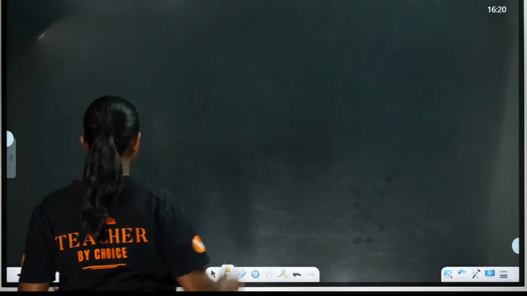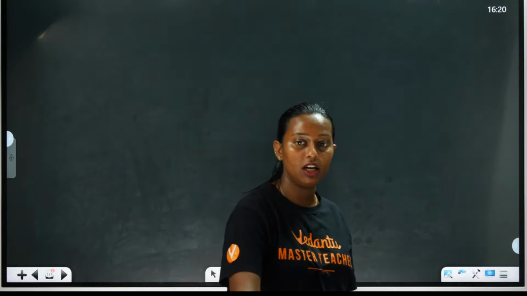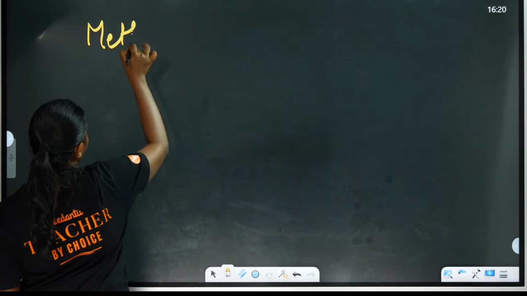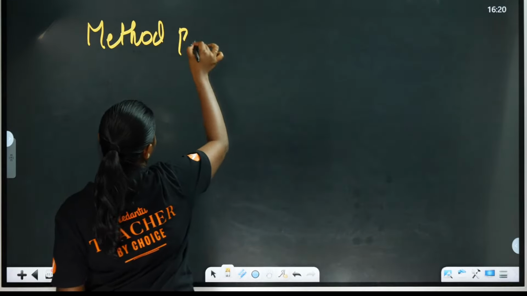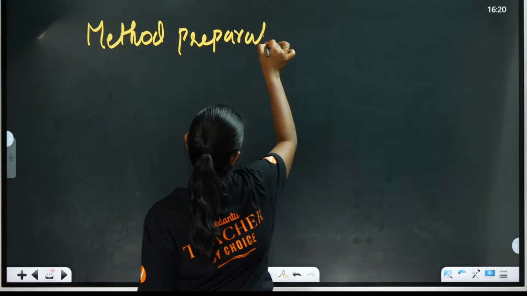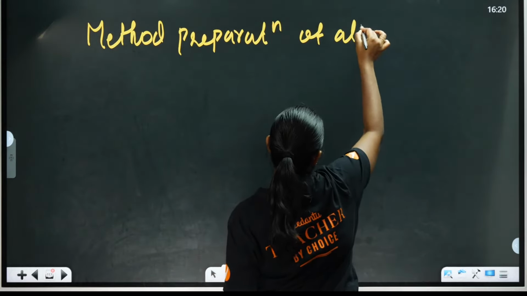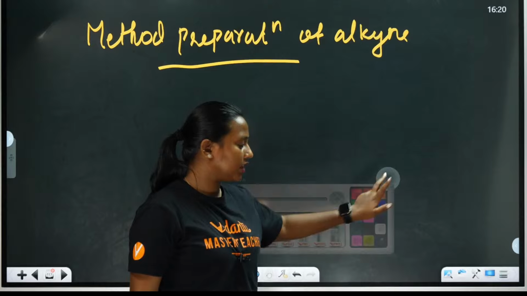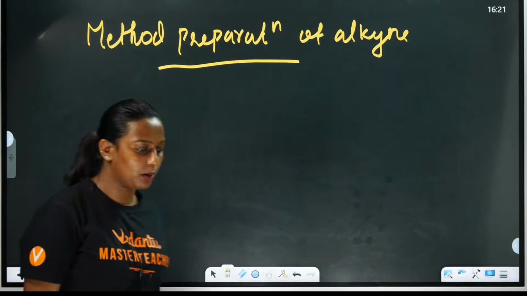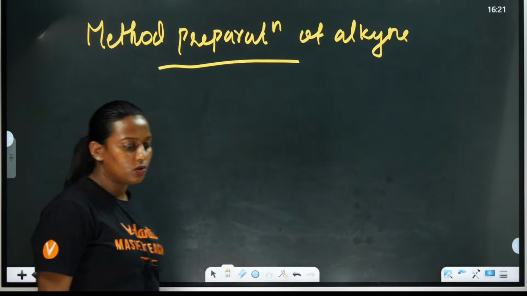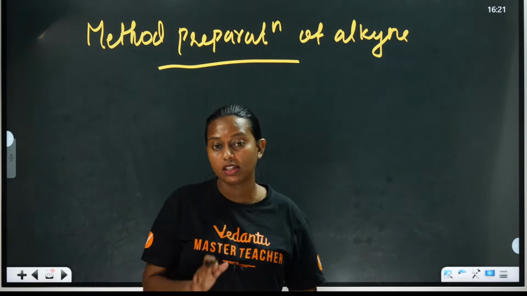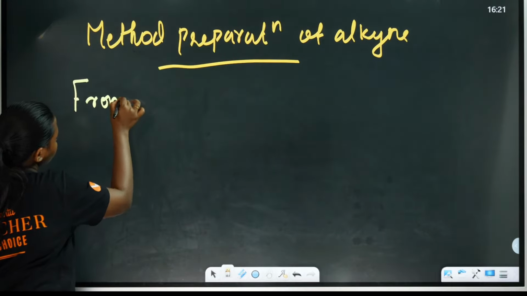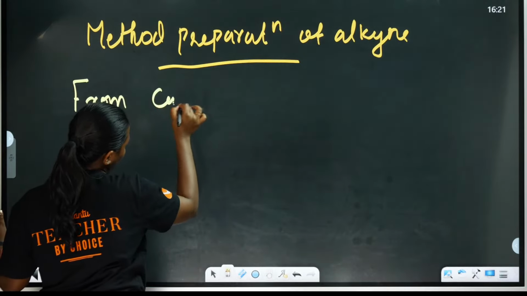So, shall we start? Next we are going to see the methods of preparation of alkyne. There are actually only 2 methods. The first method of preparation is from calcium carbide, CaC2. I will write CaC2.